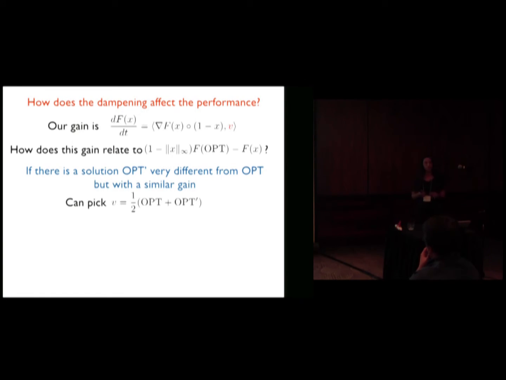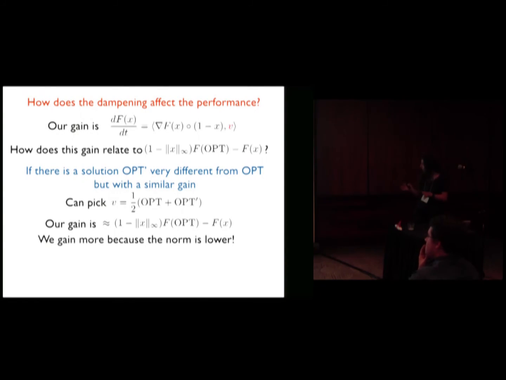So what I can do is I can average out these two solutions and look at the average. The average will have norm at most 1/2, so it's a valid direction. But since opt and opt prime have similar gain, the gain of this direction, which is the average, is about the gain of opt. So in this optimistic case, this direction is almost as good as opt, but it has smaller norm.